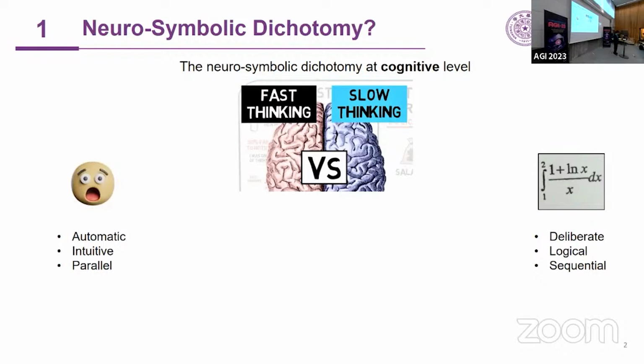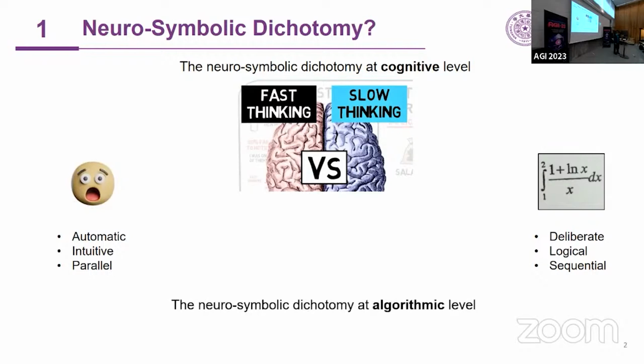First of all, I want to briefly explain what the neurosymbolic dichotomy is. At the cognitive level, human cognition can be separated into two subsystems. When watching a shocking face, like on the left, we use fast thinking. It's automatic, intuitive, and parallel. And when doing a calculus, we use slow thinking. It's deliberate, logical, and sequential.